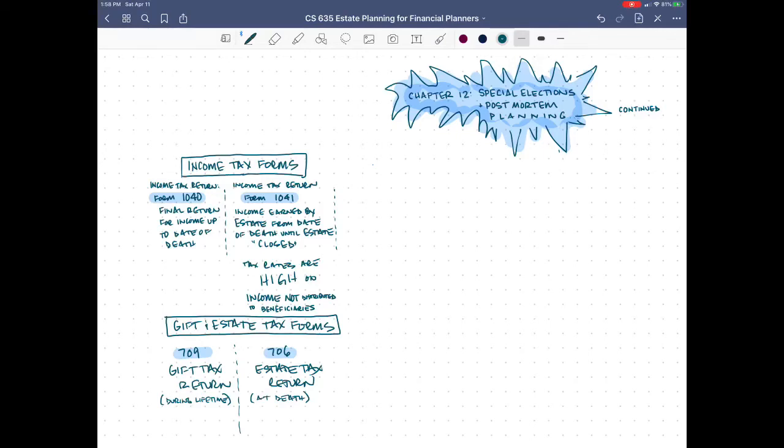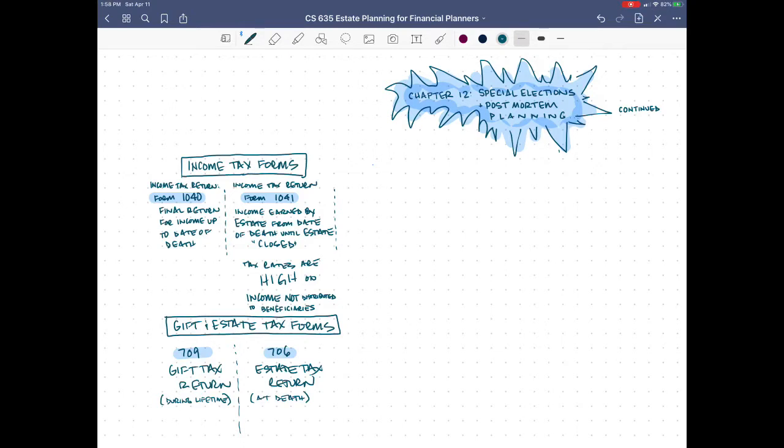All right, let's spend a minute talking a little bit about the tax forms that are involved. Income tax forms that you should know about. Number one, the 1040. This is the individual tax return. That's what you use to report all of the income the decedent earned up until the date that they passed.